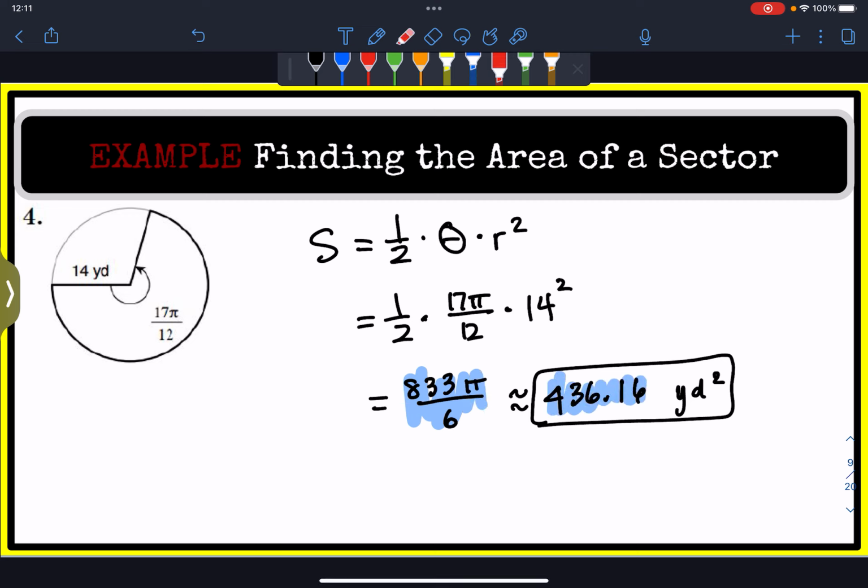On your assignment, I want everything exactly, okay? I want everything in terms of pi. So even though I'm estimating again in our notes, on your assignment, you're going to write everything as the exact answer. So in terms of pi.